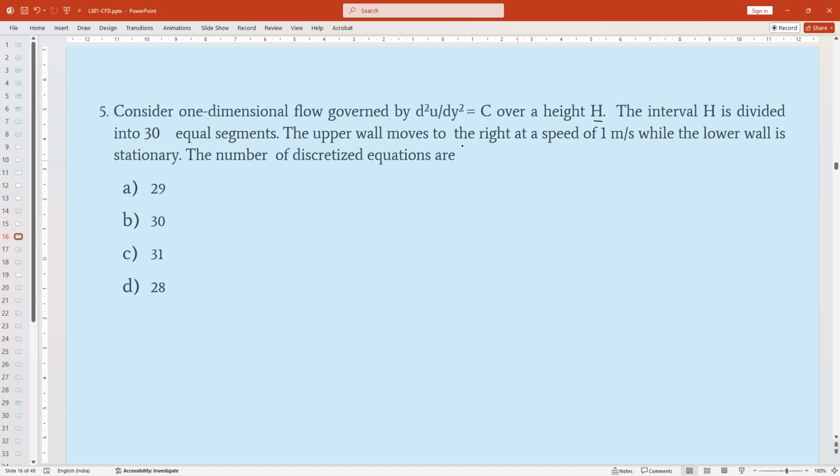So here it is talking about a one-dimensional flow, and the interval h is divided into 30 equal segments. Suppose we number them 1, 2, like that, and 30 segments have been formed. So the question is, what will be the number of discretized equations? Try to answer the question. You can inbox your answer.